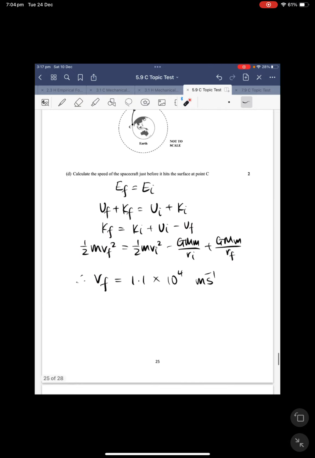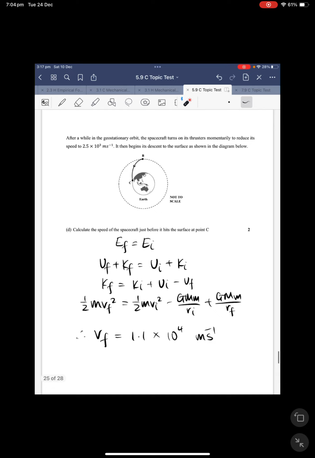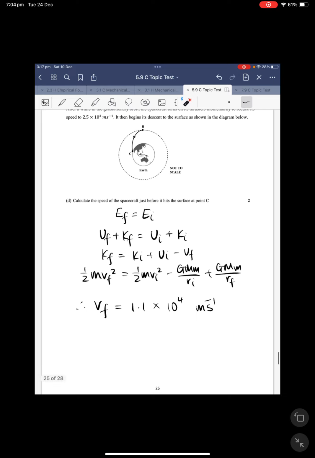I haven't done all the substitutions here, but you should be able to get all the values from the question. For example, the initial speed is 2.5 times 10^3 meters per second, and we know GMm from the previous part. All in all, when you substitute all the values in, you should get that the final velocity is equal to 1.1 times 10^4 meters per second.